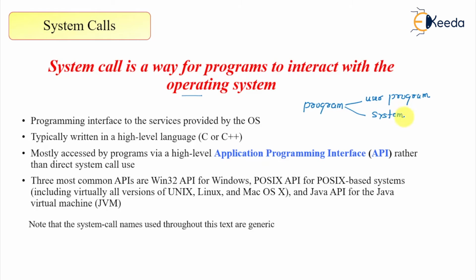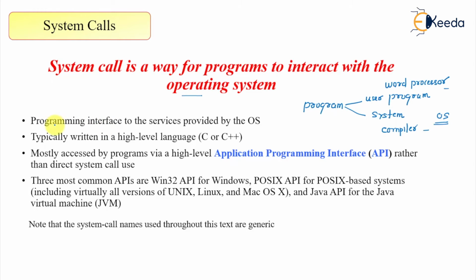A user program is like an application program, something like a word processor, and for a system program we have a compiler. Now they want to interact. The word processor wants to interact with the operating system. That is done by using a system call, a way for a program to interact with the operating system.